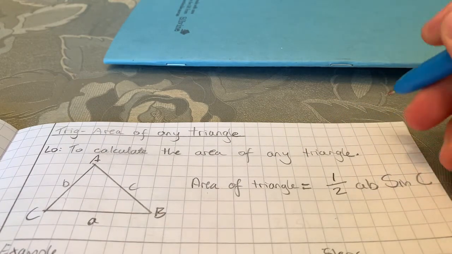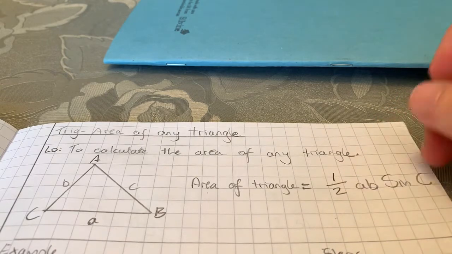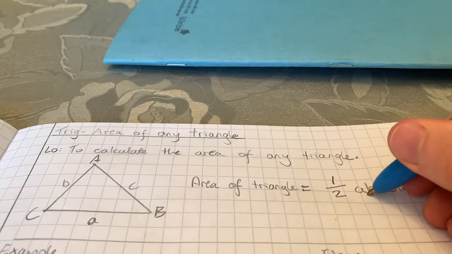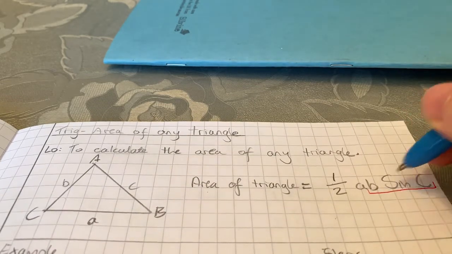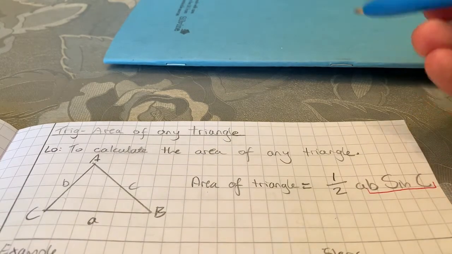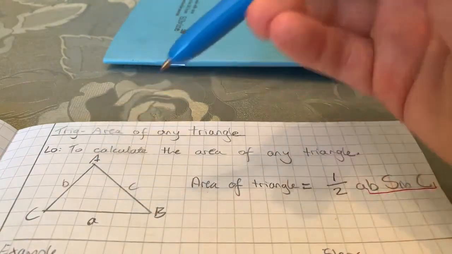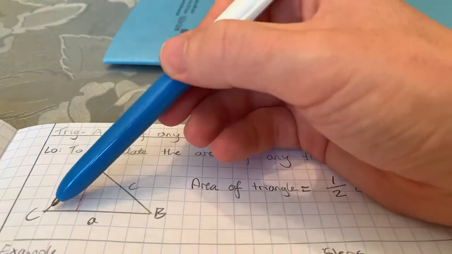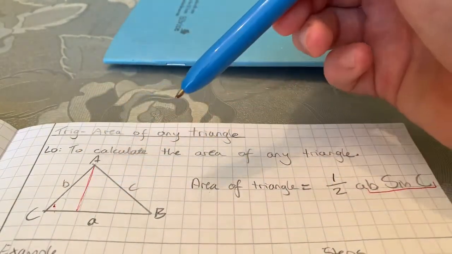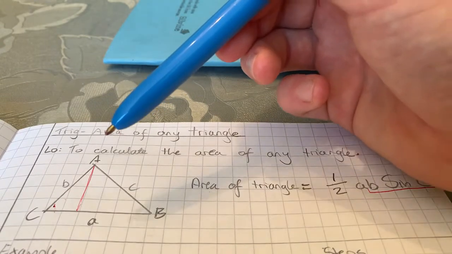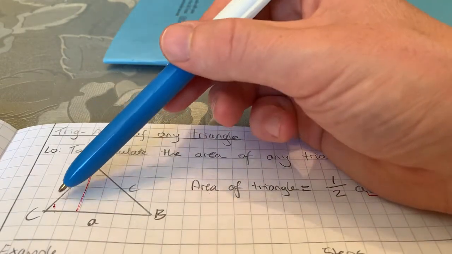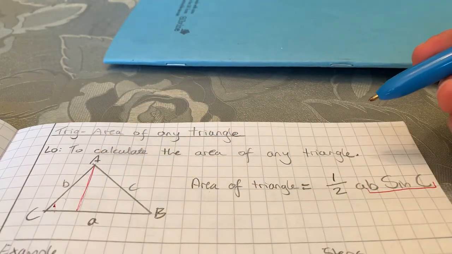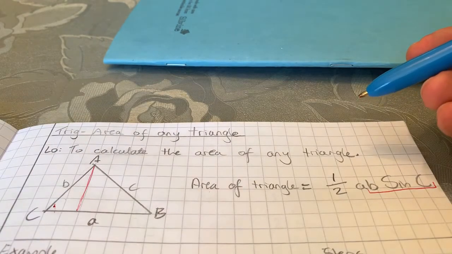And so what you're used to, pretend AB is base and height, you're used to half base times height. But what's happening here, this B sine C, so half AB sine C, is using this. If I draw a line going up there, it's using the angle, as in SOHCAHTOA, opposite over hypotenuse, to find out the height there. So it is using that original base times height divided by 2, or half base times height.